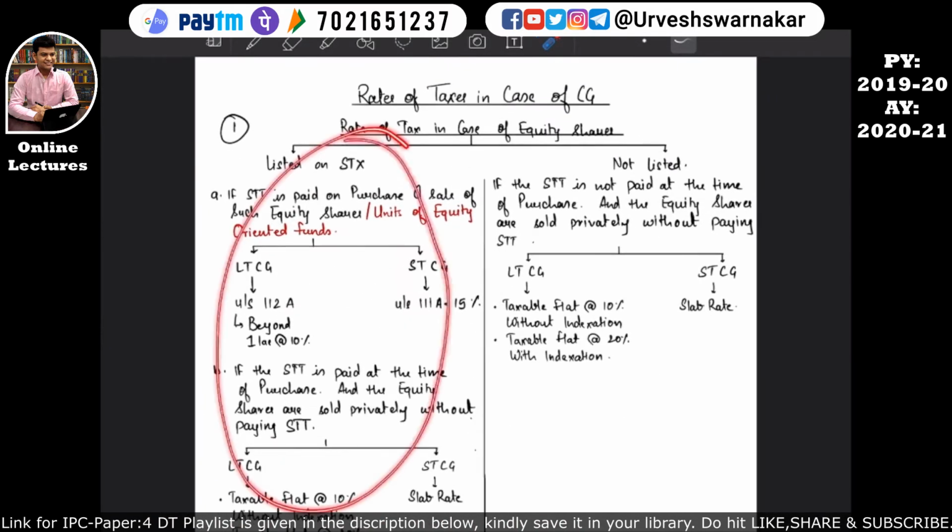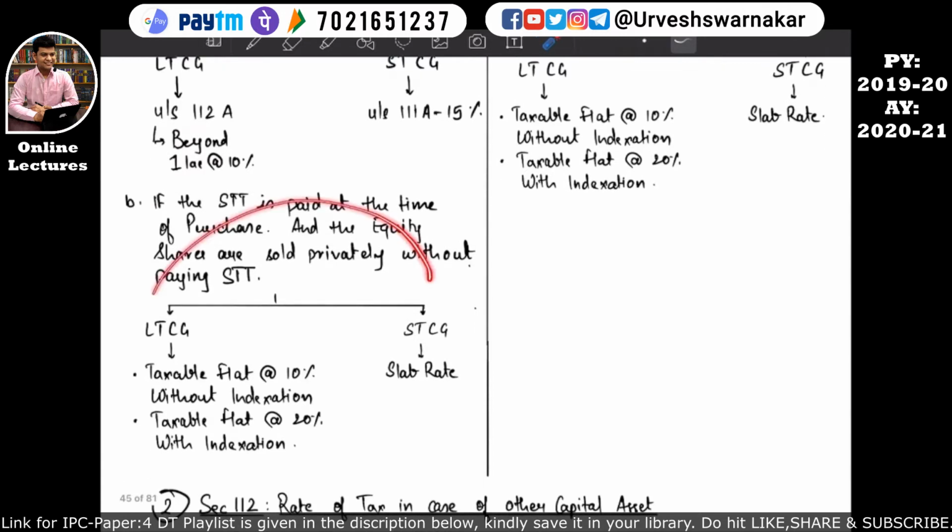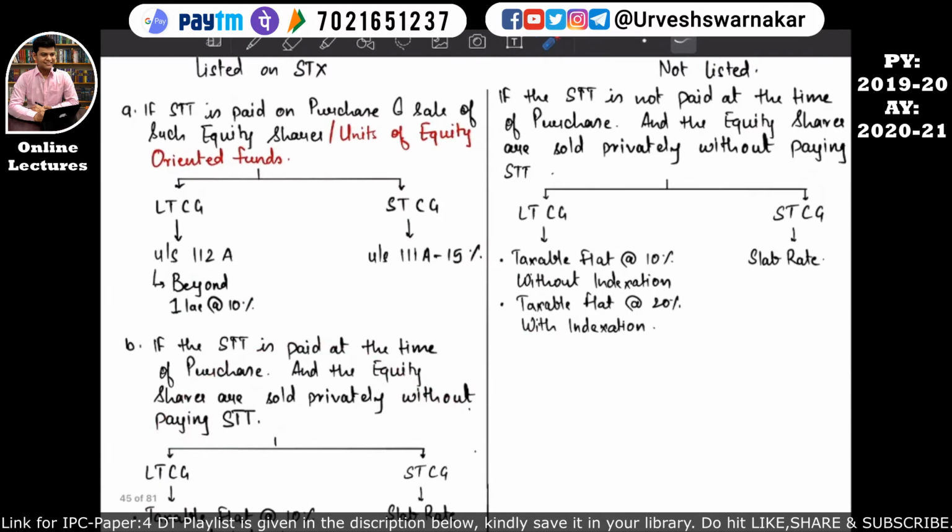Now let's understand what if the equity shares are of a company which is not listed on a stock exchange. The same will be applicable over here. What is written? If STT is not paid at the time of purchase and the equity shares are sold privately without paying STT, then the tax will be calculated in this manner. If there is a long-term capital gain, it is taxable flat at the rate of 10% without indexation, or flat at the rate of 20% with indexation. And if there is a short-term capital gain, it will be taxable as per the slab rate. I hope this is quite clear to you all.